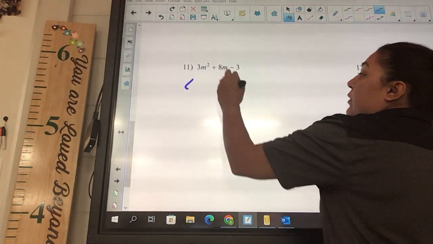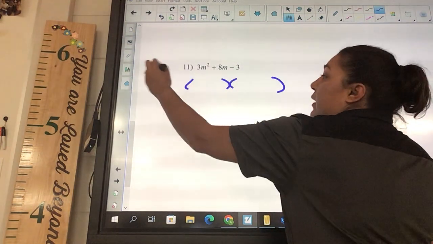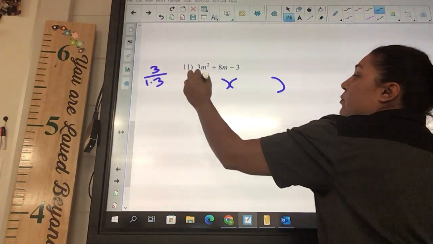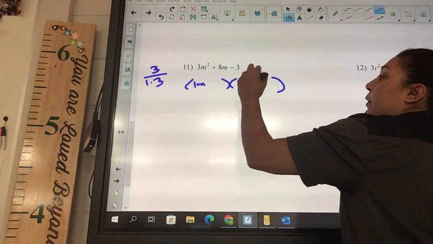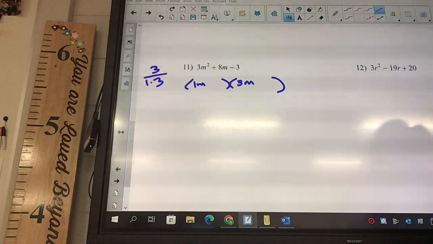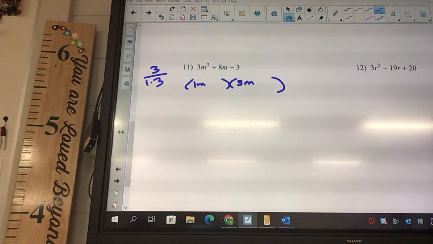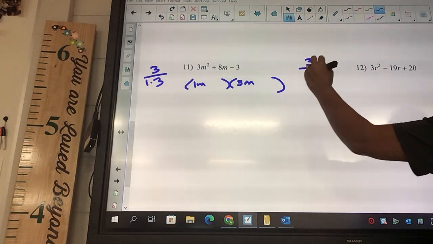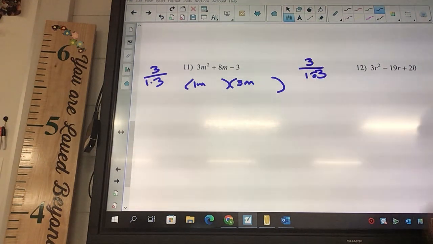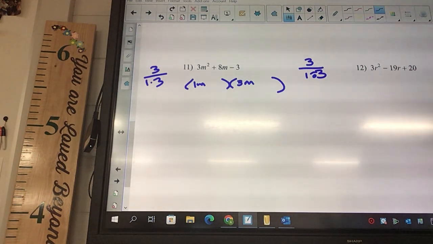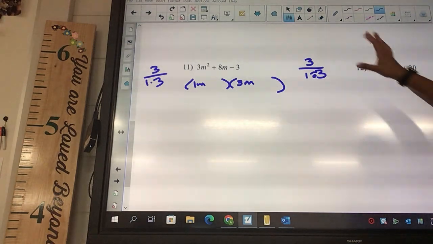Okay, 11, we're going to draw our parentheses. And we're making a list of 3, which is 1m, 3m. Then we're going to make a list of what number? 3. Okay, so this one's not too bad. We got 1 and 3. How many options are there for you to pick from? 2. Okay, you say 1 then 3, 3 then 1. What would you like to try?